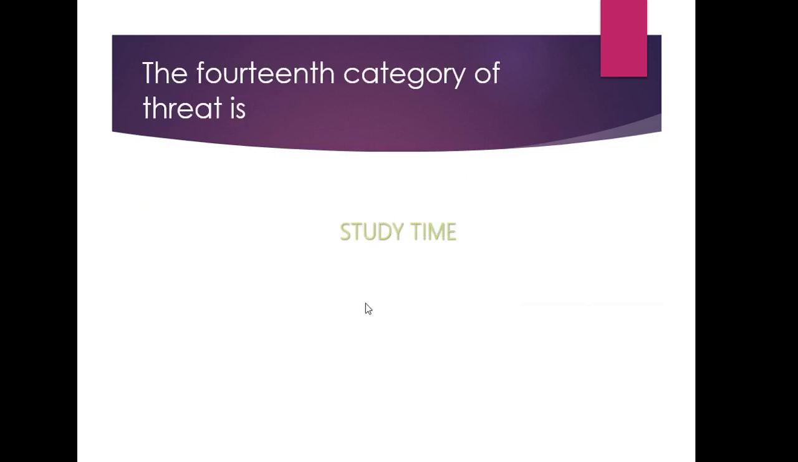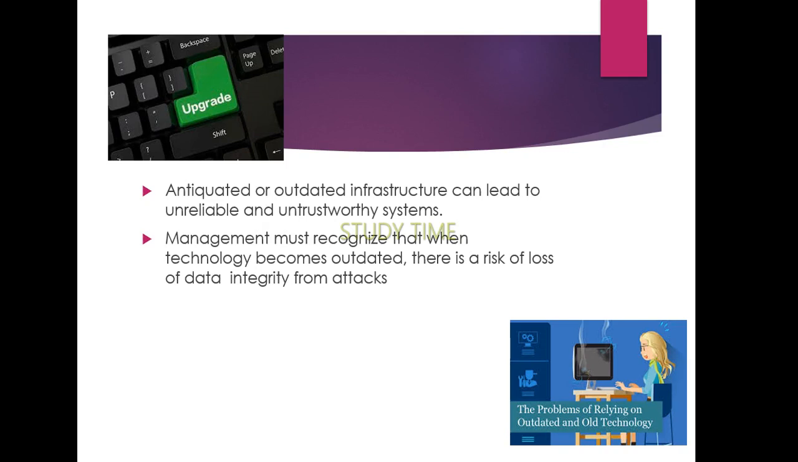The 14th category of threat is technological obsolescence. Antiquated or outdated infrastructure can lead to unreliable and untrustworthy systems. Management must recognize that when technology becomes outdated, there is a risk of loss of data integrity from attacks.